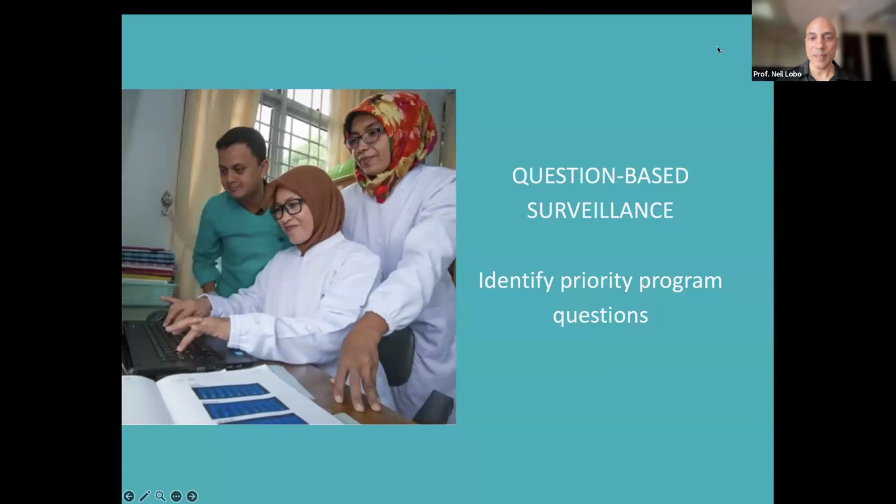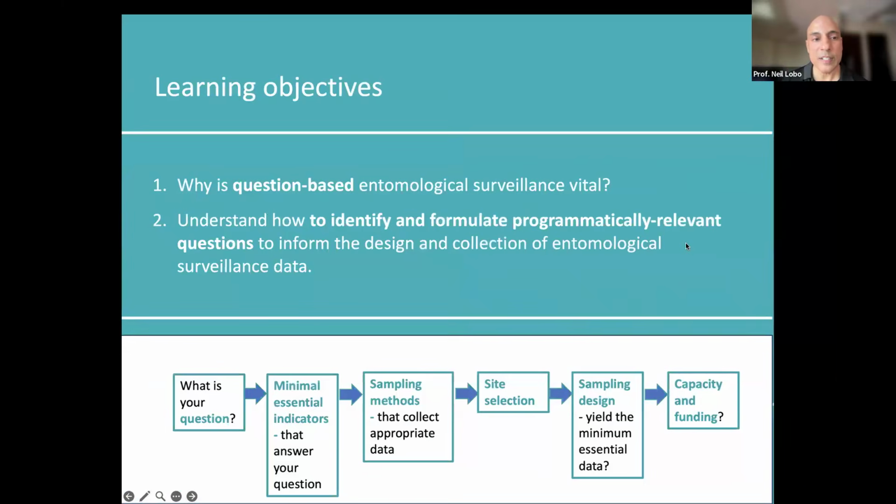I'm sorry. So the first question is to identify your priority question. What is your question? What are you trying to do? So at the bottom, you can see the different stages of what you have to incorporate into your entomological surveillance design. What is your question? What are the indicators that answer your question? What are the sampling methods that collect the indicators that answer your question? The site selection, sampling design, and capacity and funding, as I went through earlier on.